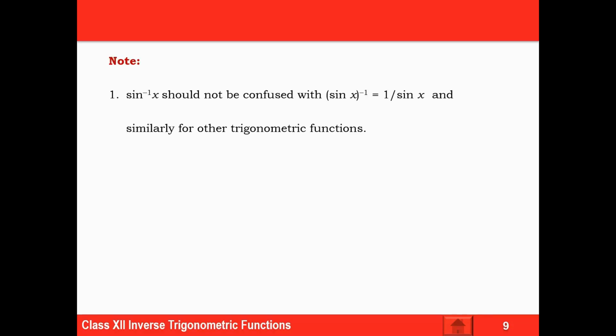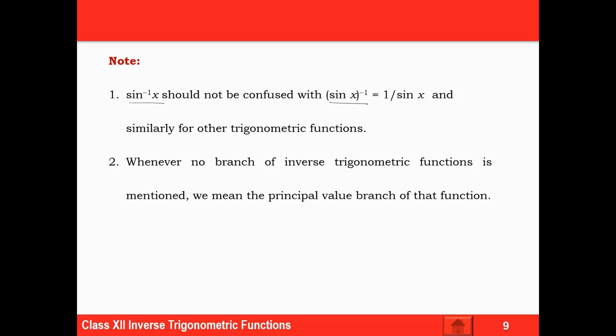Now one should remember that sine inverse x is not equal to sin x raised to power minus 1. That means don't be confused that sin x raised to power minus 1 is sin inverse x. That is a different thing. Sin x raised to power minus 1 is basically 1 by sin x or cosec x, and similarly for other trigonometric functions also. And in problems involving inverse trigonometric functions, if no branch is mentioned, it is by default the principal value branch. So while solving the problem, you should keep this in mind.